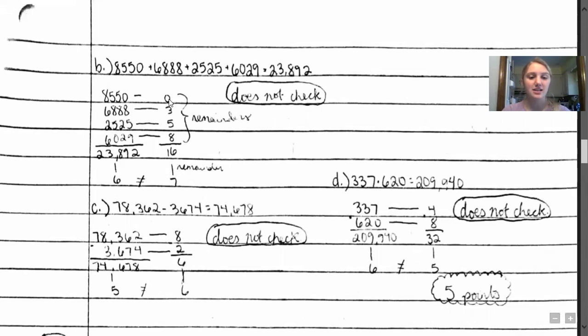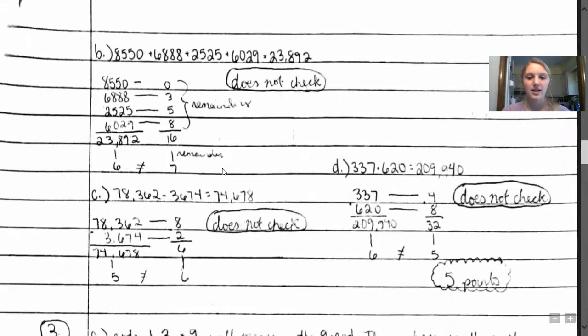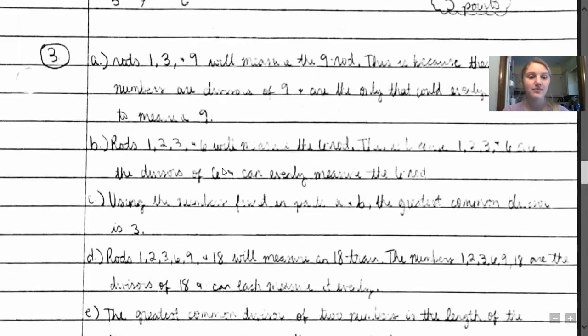8,550 divided by 9 is even, so there's no remainder. 6,888 has a remainder of 3. 2,525, remainder of 5. 6,029, remainder of 8. Added together, that equals 16. The original answer was 23,892 divided by 9, which has a remainder of 6. 6 does not equal 7, therefore the problem does not check. And that is continued through part D.